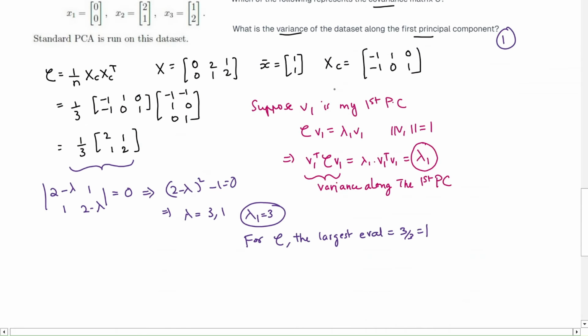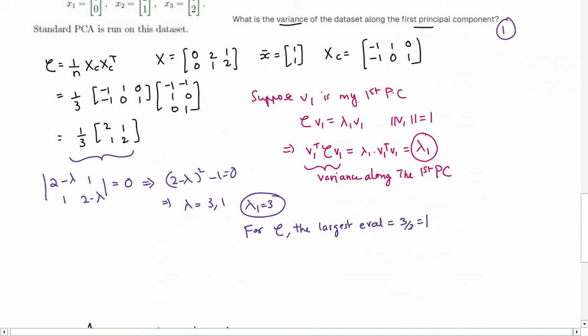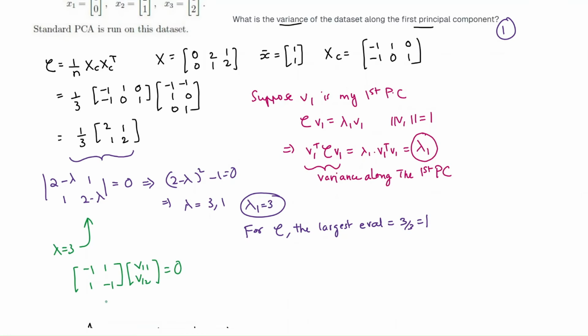For that, let me go back to the previous equation and plug in lambda equal to 3 in this matrix and solve for 2 minus 3, which is negative 1, 1, 1 and negative 1 times, let's say v11 and v12, equals 0, because I have to put in the value of lambda and solve for the eigenvector. So that is a standard way of figuring out the eigenvalue and eigenvectors.